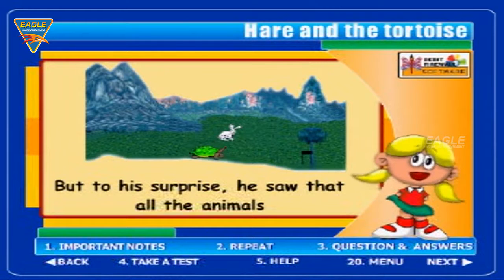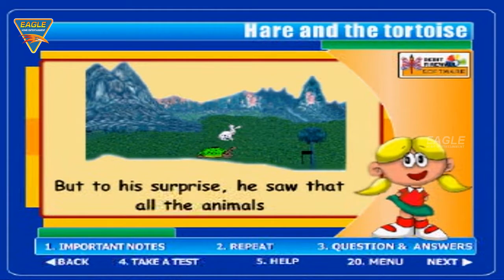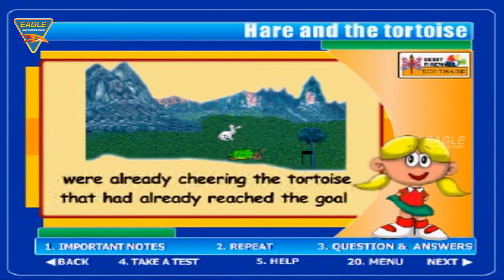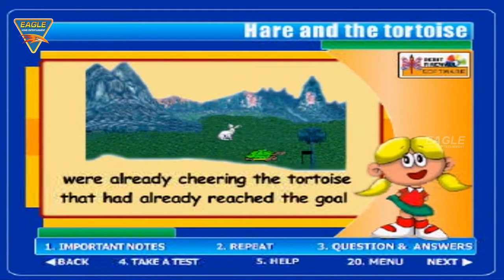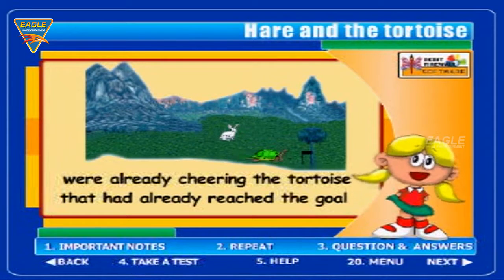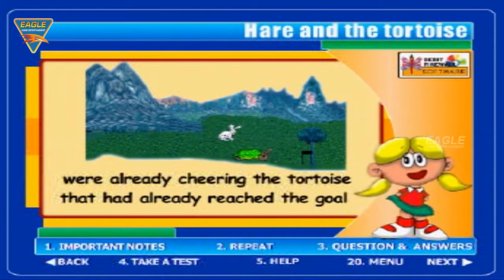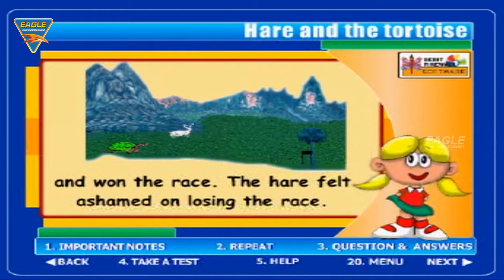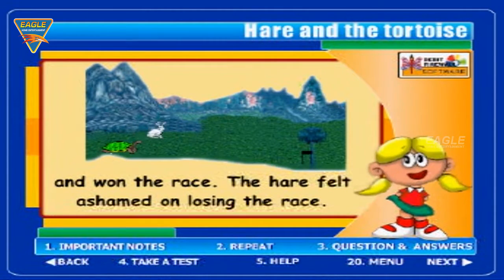But to his surprise, he saw that all the animals were already cheering the tortoise that had already reached the goal and won the race. The hare felt ashamed on losing the race.